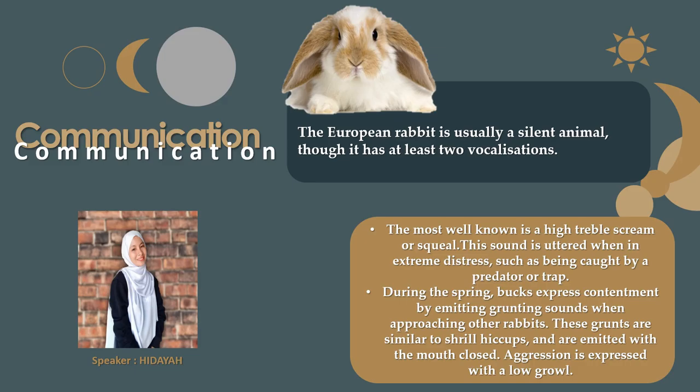The most well-known is a high treble scream or squeal. This sound is uttered in extreme distress, such as when caught by a predator or trap. During the spring, bucks express contentment by emitting grunting sounds when approaching other rabbits. These grunts are similar to shrill hiccups and are emitted with the mouth closed. Aggression is expressed with a low growl.